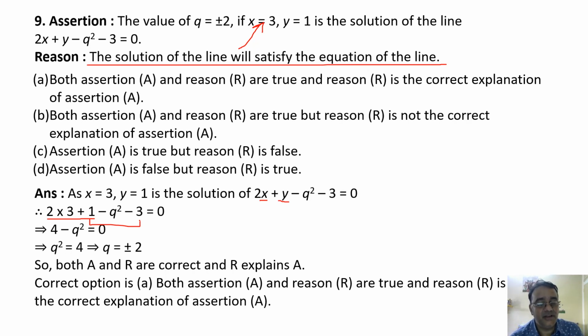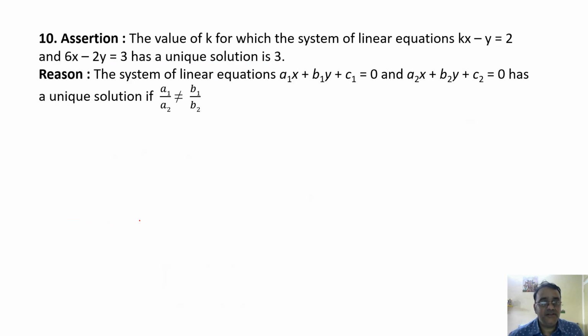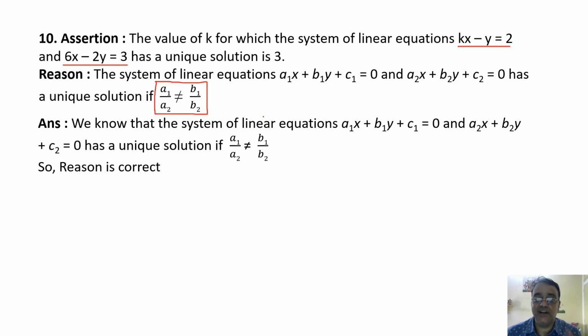Now we are moving toward the next question. The value of k, for which the system of linear equations kx minus y is equal to 2 and 6x minus 2y is equal to 3 has a unique solution is 3. Right? So this is the last question of this chapter. And the reason is given, the system of linear equations a1x plus b1y plus c1 is equal to 0 and a2x plus b2y plus c2 is equal to 0 has a unique solution if a1 upon a2 is not equal to b1 upon b2. So reason is correct? Yes, sir. Reason is correct. Now we have to check for assertion.